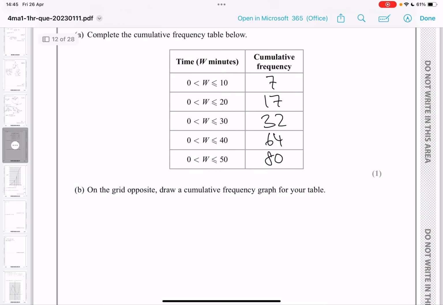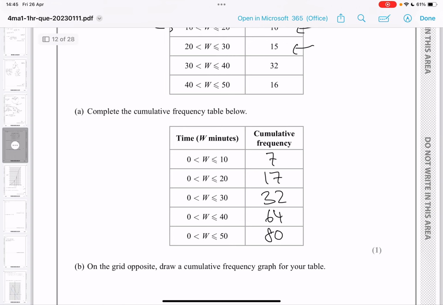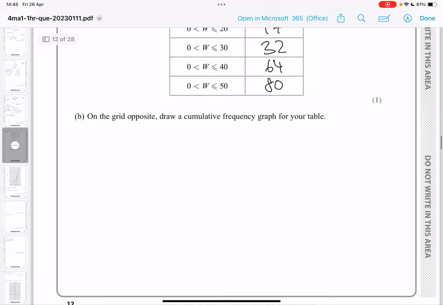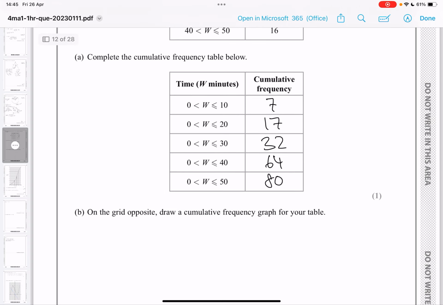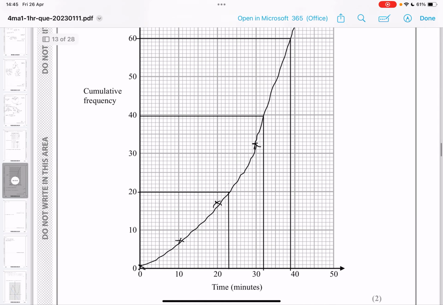On the grid opposite, draw a cumulative frequency graph for your table. Okay, so all you need to do now is just plot your results. So cumulative frequency graphs, they always start at 0, 0. And then the coordinates you'll be plotting are 10, 7; 20, 17; 30, 32; 40, 64; and 50, 80. So I've already plotted it for you guys.